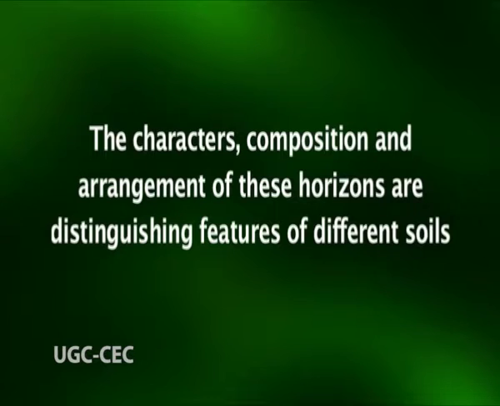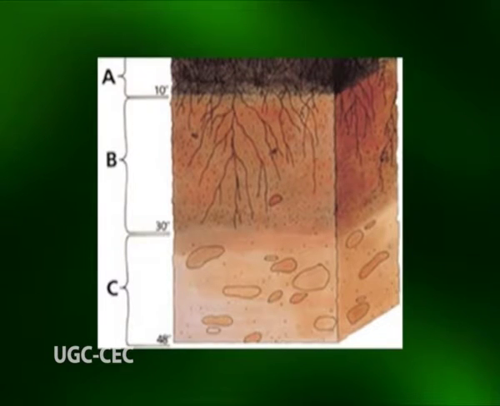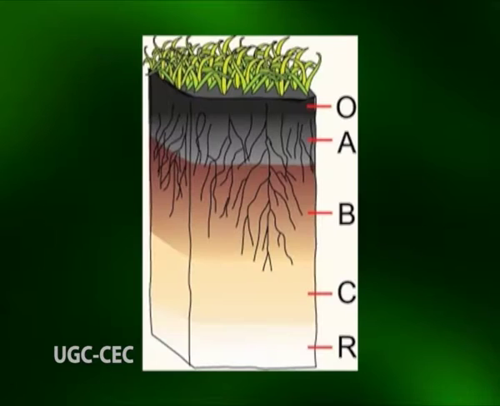The characters, composition and arrangement of these horizons are distinguishing features of different soils which enable soil classification and mapping. The ABC system of soil horizon designation has been used in many publications from the beginning of the 20th century, but many modifications have been added to it from time to time. In 1962, the Soil Survey of America extended the master horizons by including the letter O for horizons of organic material.